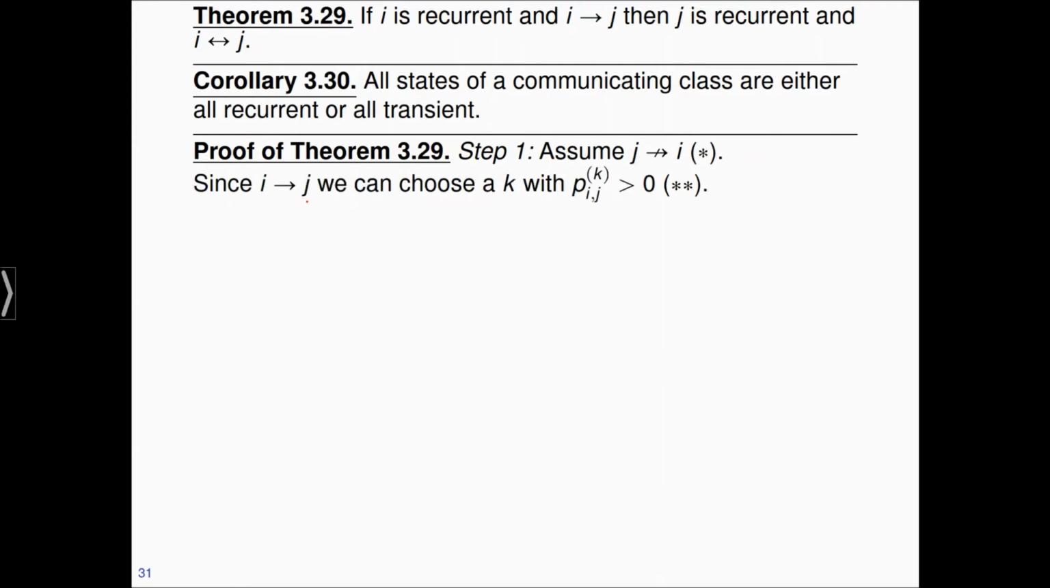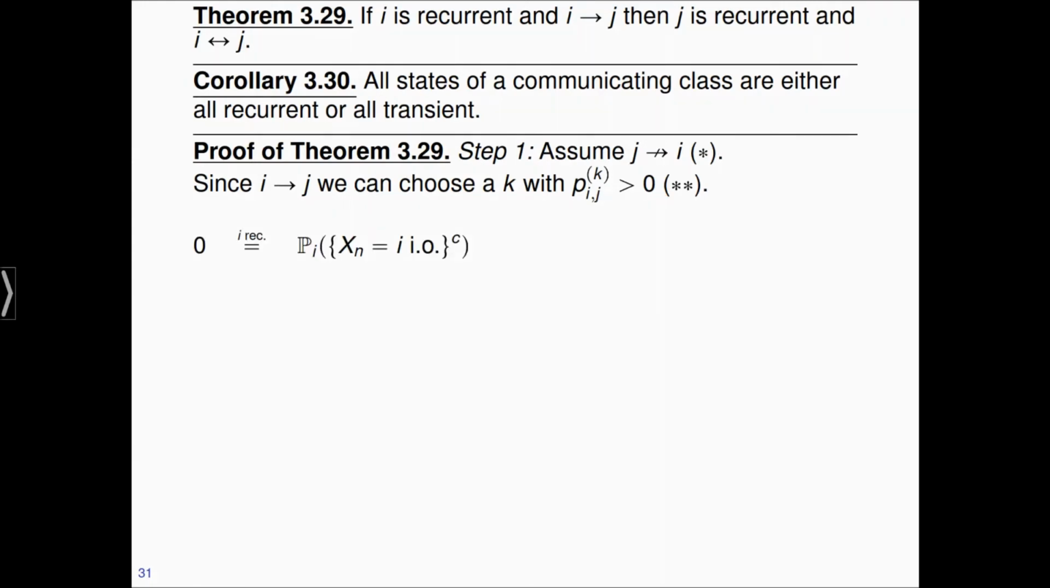First of all, since J is reachable from I, we can find a k such that p_ij^(k) is positive. This is the definition of J is reachable from I. And I mark this property double star because in the following computation I'm going to use it at the place marked double star.